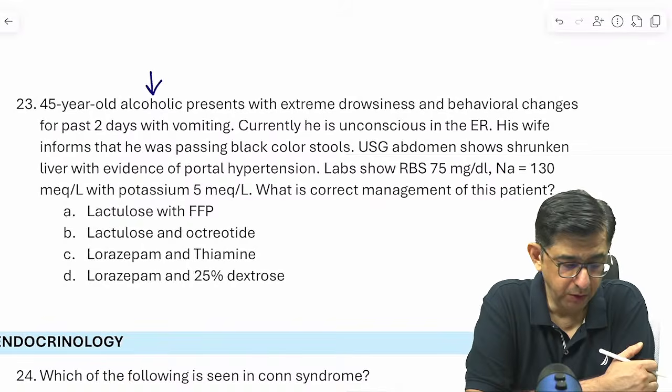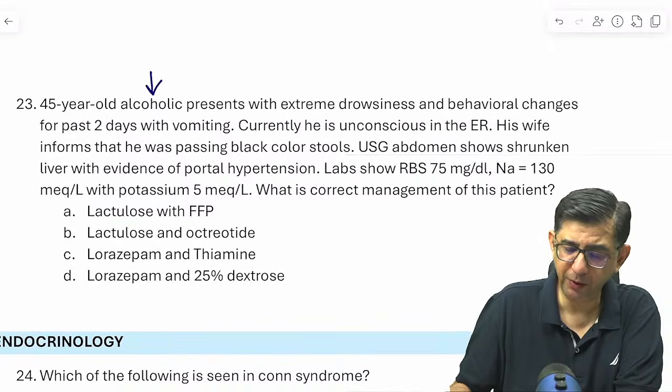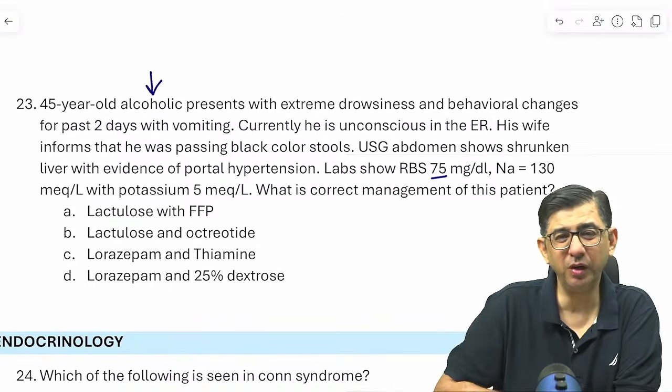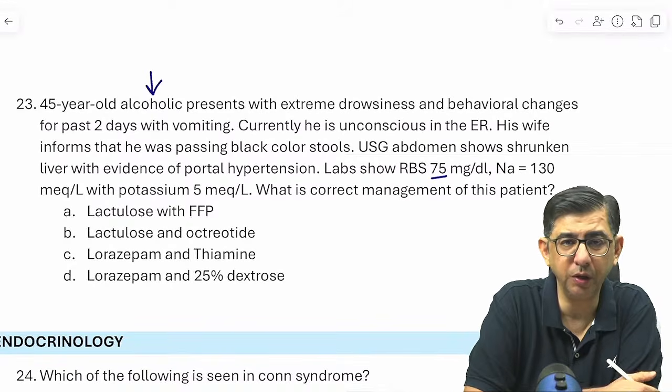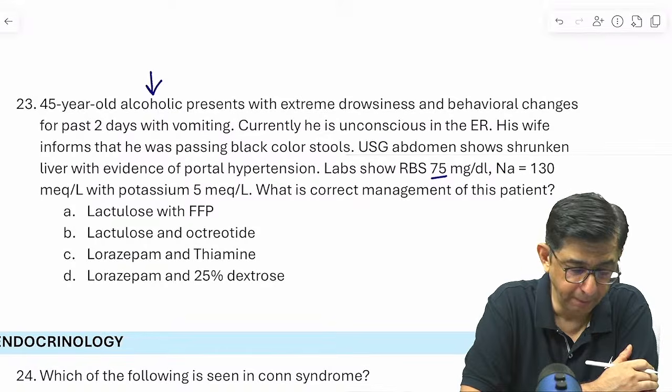The ultrasound in the patient is showing shrunken liver with portal hypertension. RBS is okay, not very low. So, I will give sugar, but not immediately. Sodium is low, probably because of less intake. Okay, so I think most guys are misjudging the question.